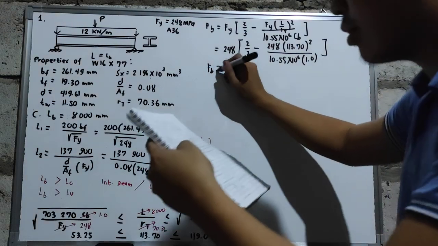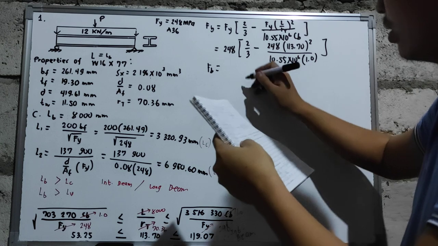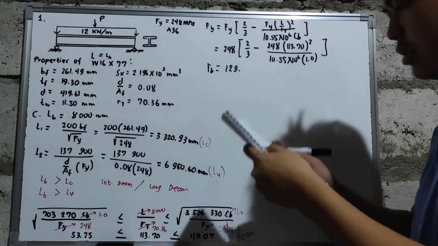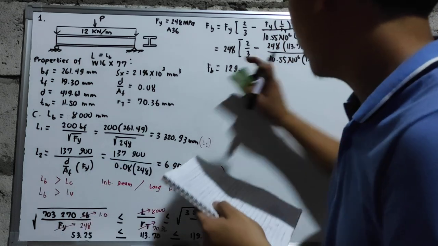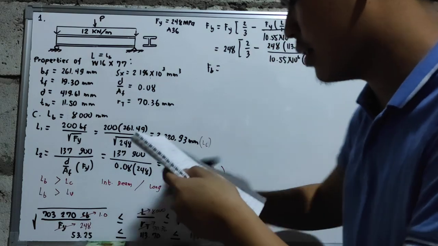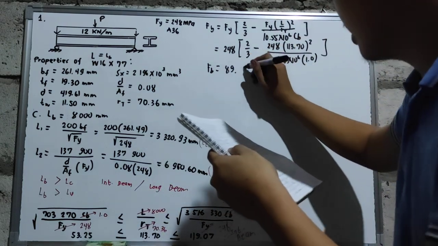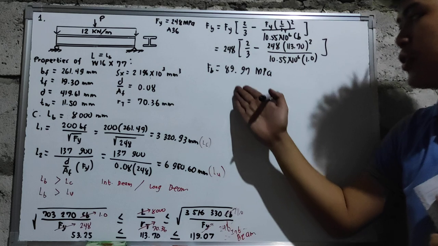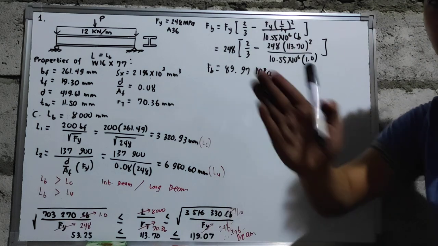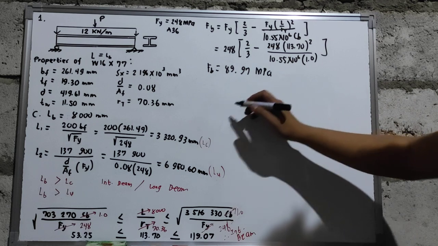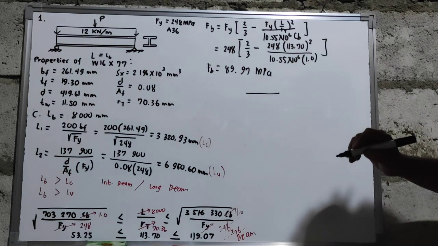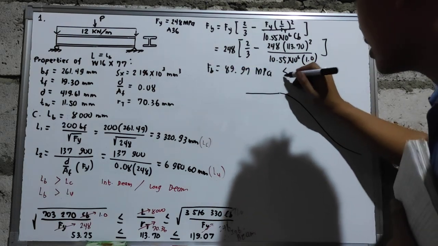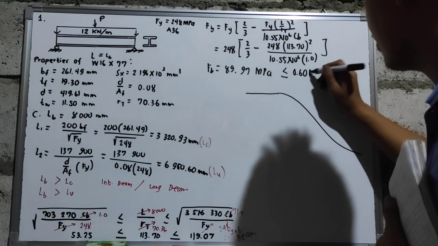So, FB is equal to 129.89. So, that is F sub B is equal to 89.97 megapascal. So, kung mapapansin ninyo, ito yung makukuha nating F sub B. Kaso, i-compare pa natin yan. Kung mapansin ninyo sa graph, diba, ganito yung graph natin kanina. Pinakamataas is 0.60 FY, tapos nagpapababa yan. So, kailangan ito mag-less than or equal siya sa value ng 0.60 FY.